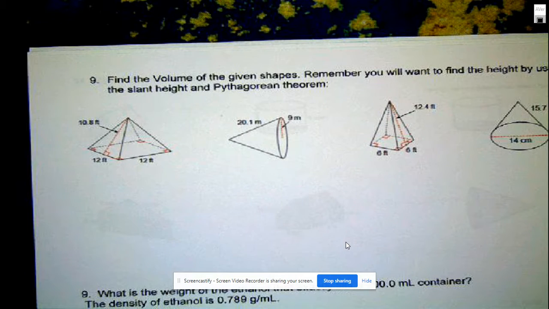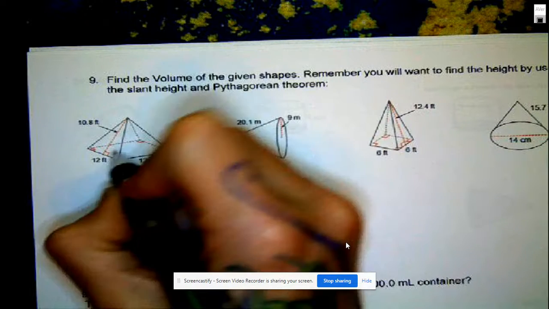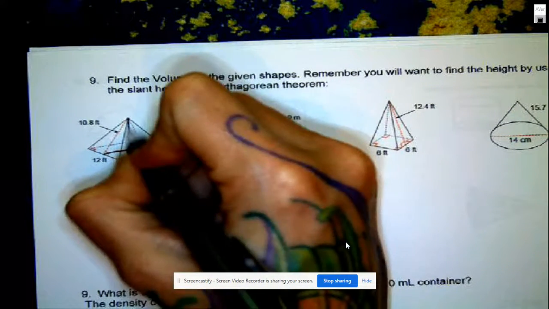Okay, so here's a couple problems working on slant height. Slant height is not what you need for volume. So that is information that's just fluff. We need our actual height.